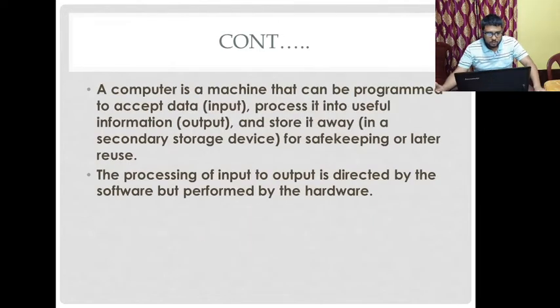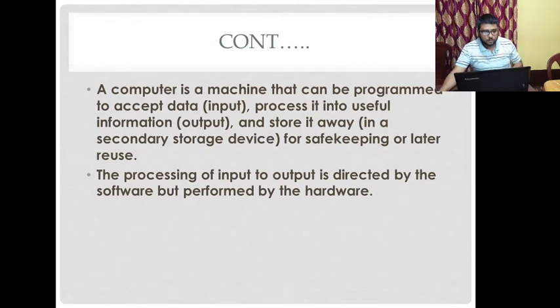These are some other definitions. So it says like this: a computer is a machine that can be programmed to accept data, that is input, process it into useful information as output, and store it away in a secondary device for safekeeping or later reuse. The processing of input to output is directed by the software but performed by the hardware. So all this is done by software, but actually it is performed, it is worked by the hardware.